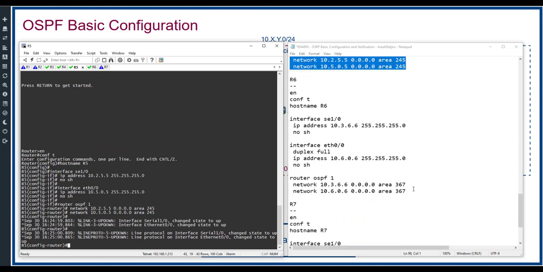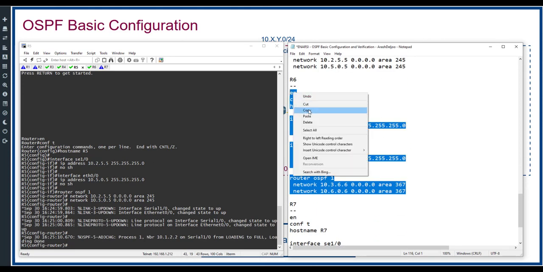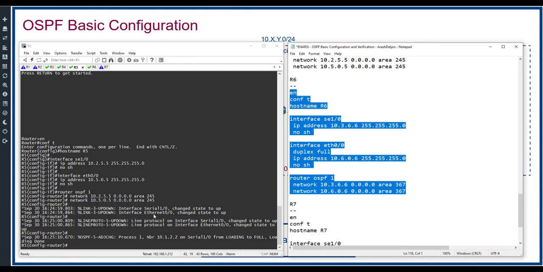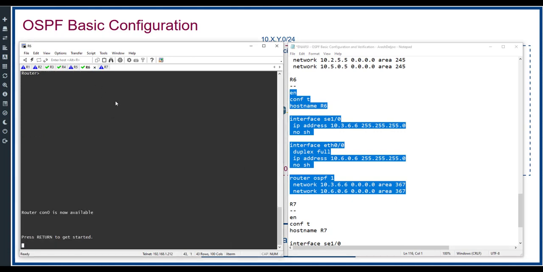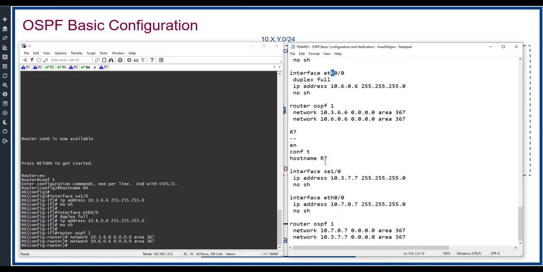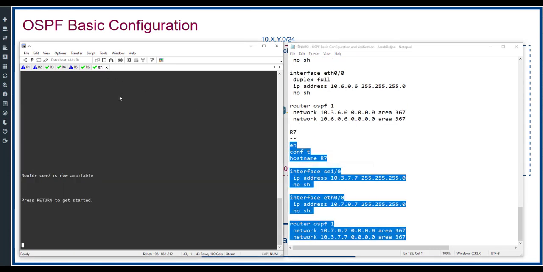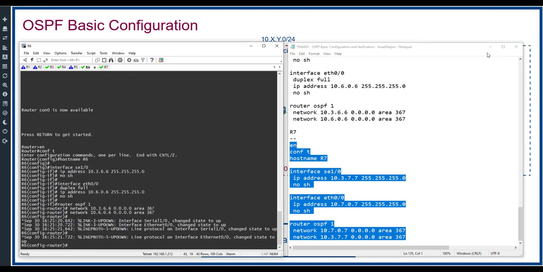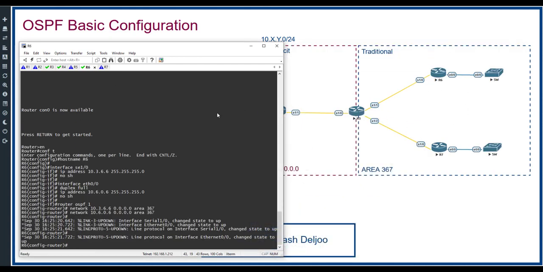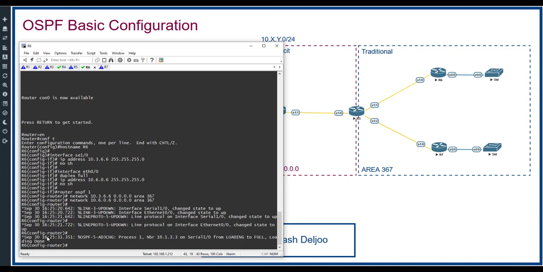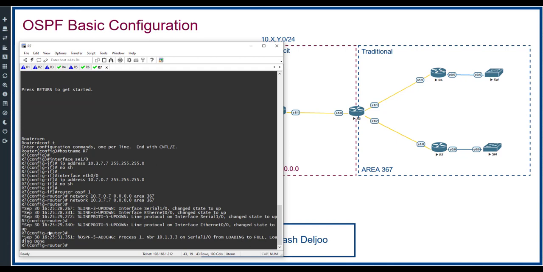Okay, we should wait some seconds. After R5, we will configure R6. As you can see, we have neighborship in R5. This is the configuration of R6. And finally, router 7. Okay, I will verify everything from scratch. But for now, as you can see, in router 6 and router 7 we expect to see neighborship with router 3. Look at here. In router 6, we have neighborship. In router 7, also we have neighborship.